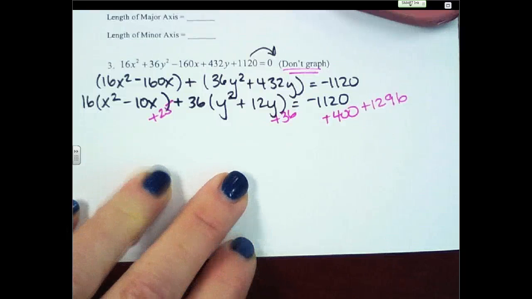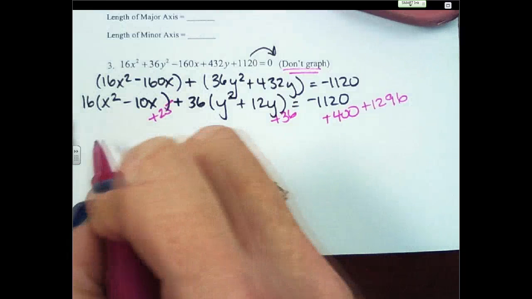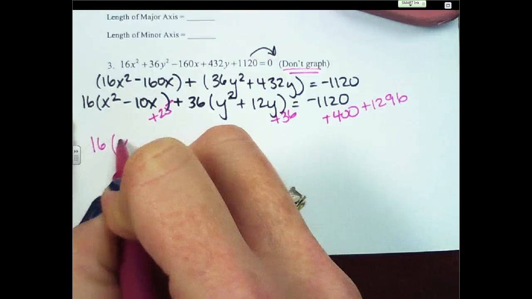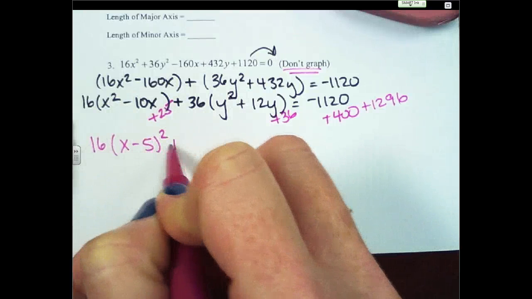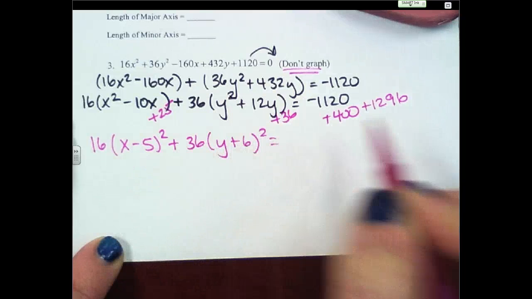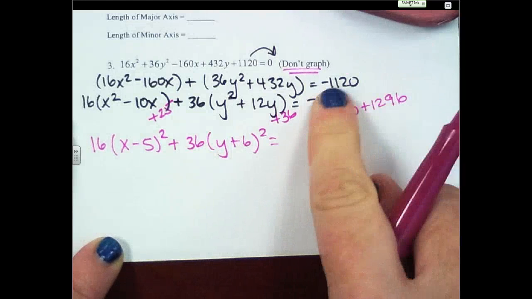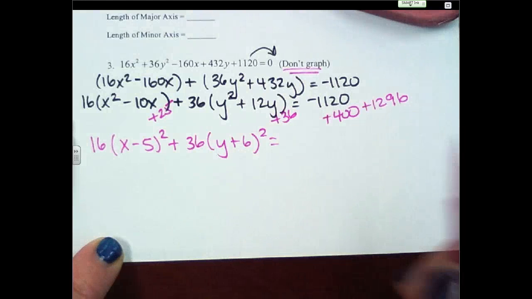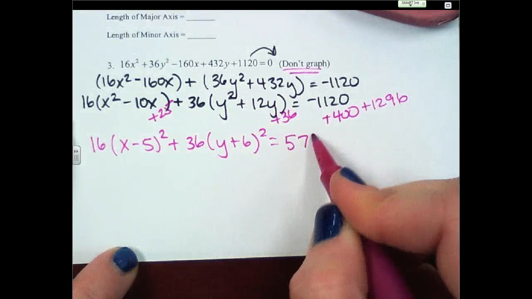Okay? So let's finish the problem out. So 16 times x minus 5 squared plus 36 times y plus 6 squared equals, and on your calculator, you're gonna add all these together. Good, and you get 576.